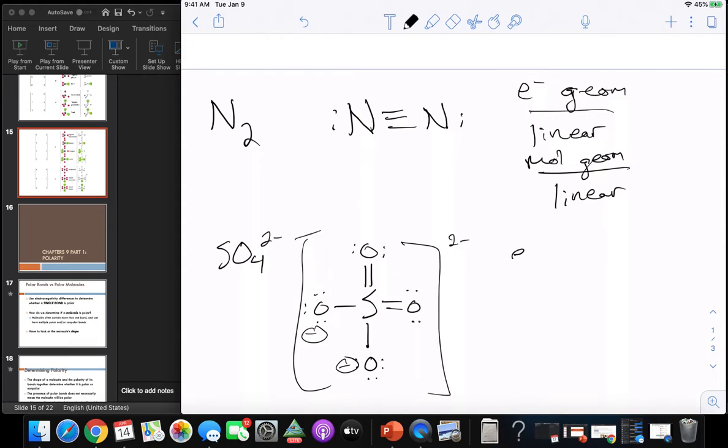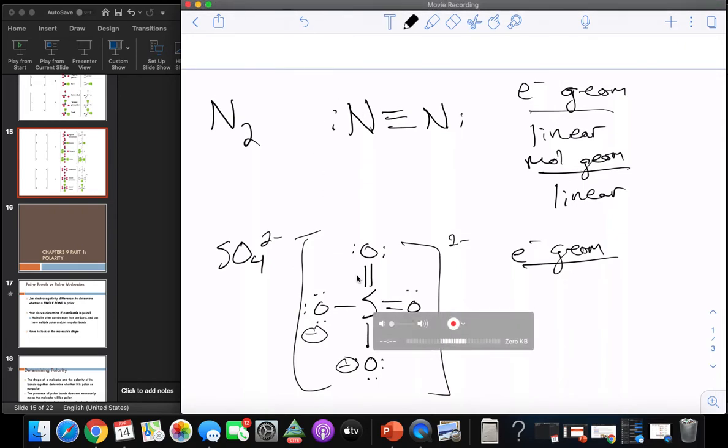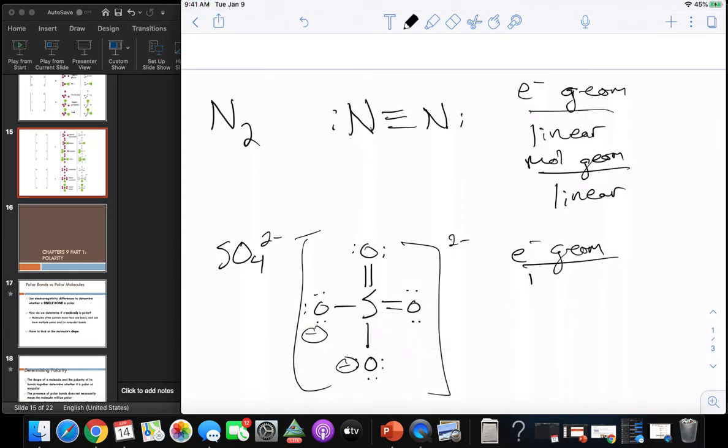So geometries, we're going to end up having 4 total things around our sulfur. Again, even though it's making 6 bonds, it's how many things are attached. We have 4 bonds. I'm sorry, 4 bound atoms, excuse me, which is going to give us a tetrahedral electron geometry. And then our molecular geometry will match that. Also be tetrahedral.